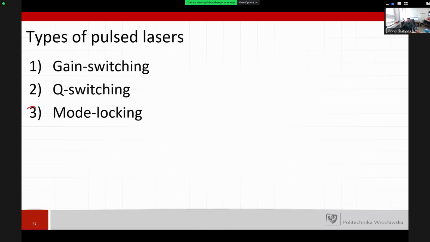So we already described the mode locking. However, I'd like to introduce you to two remaining techniques. One is so-called gain switching, and the second one is called Q switching. And these are techniques that are based purely on modulation of the laser parameters.